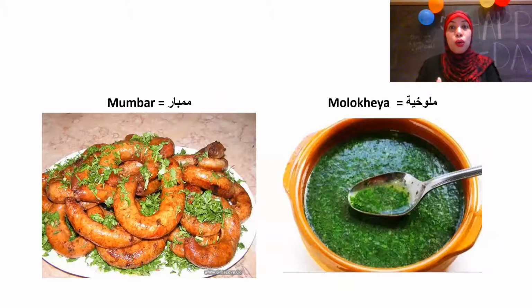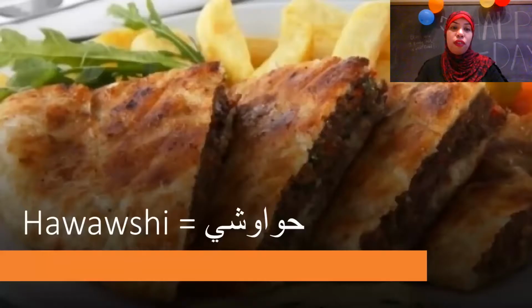Oh, and molokhia, that's the green one. That's like a soup, but it's green, and we normally eat it with rice. We put it on rice, mix them together, and then we eat. And then there is mumbar. I guess you may have seen that before, or maybe you've got something similar. I don't want to explain what that is, but it's really delicious. I love both of them.